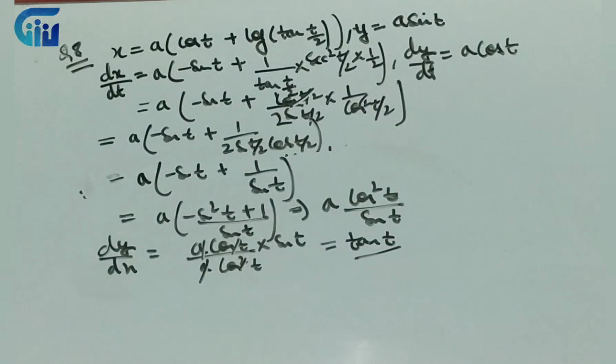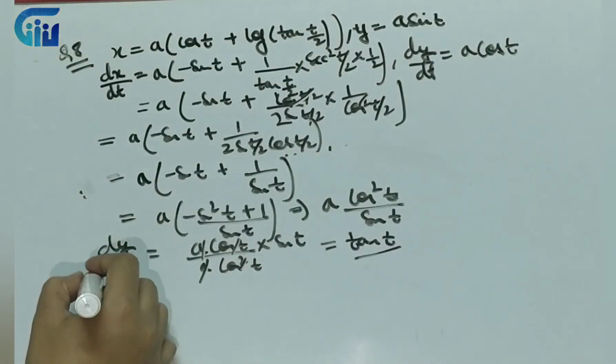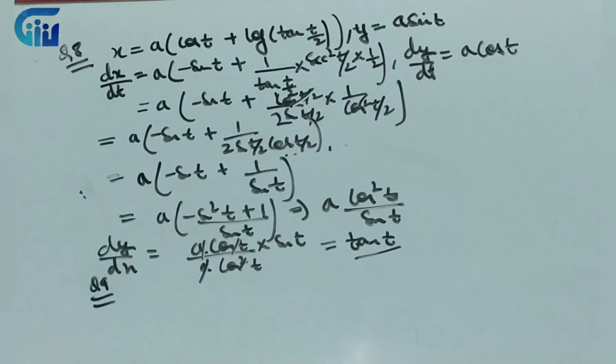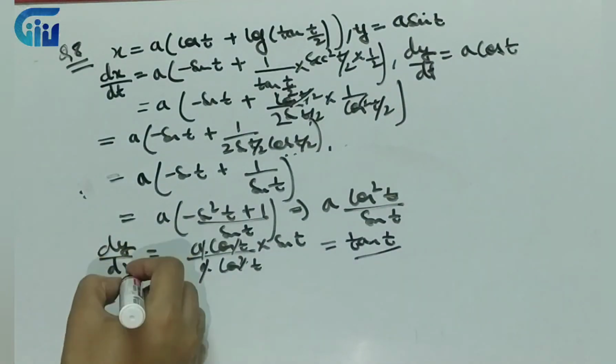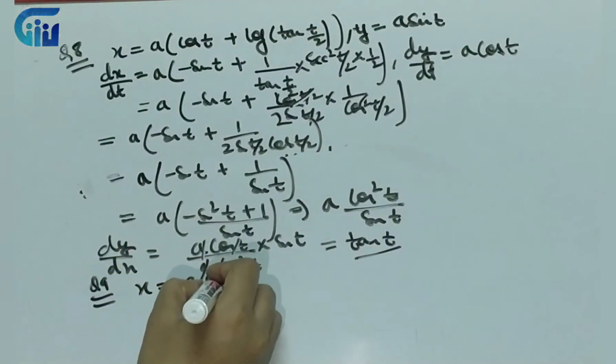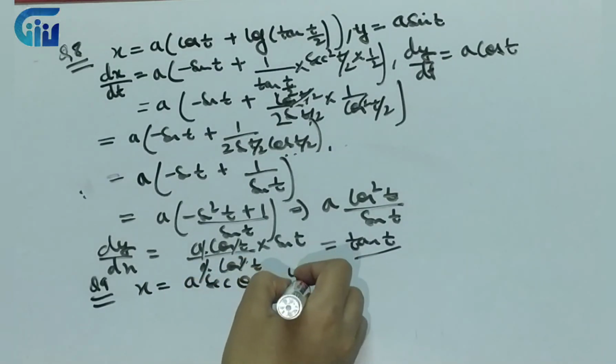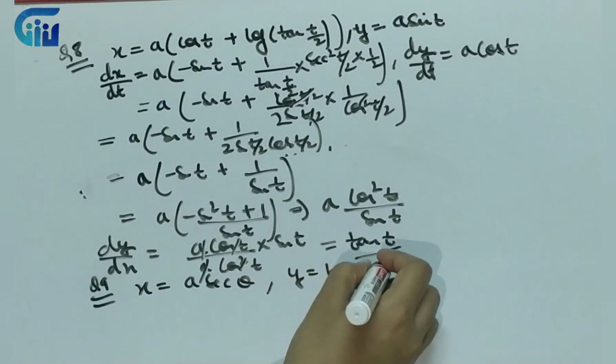I hope by now the things are clear and you are able to understand what exactly parametric form is and how we differentiate parametric form. Let's quickly do question number 9 also. So what we have in question number 9, it says we have x is equal to a sec theta, y is equal to b tan theta.